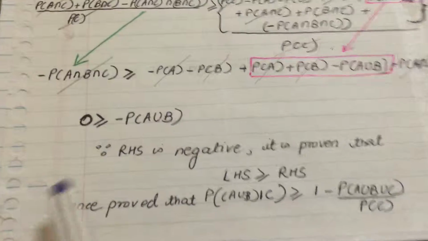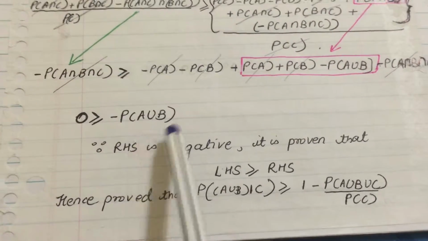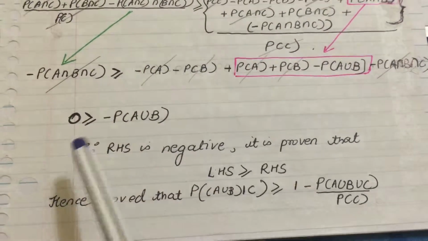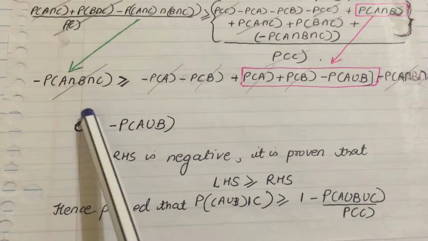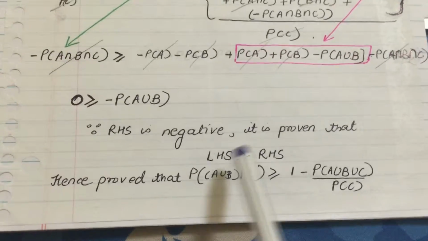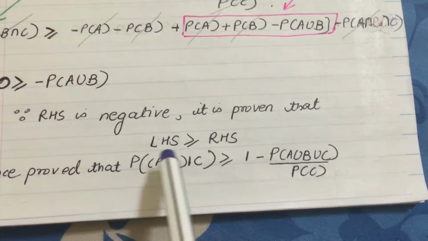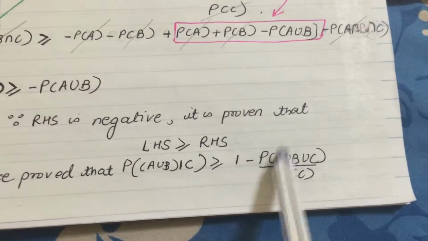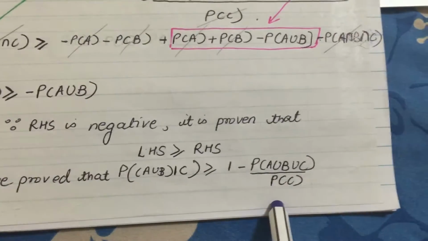Coming to our last step. So 0 greater than or equal to minus probability of A union B. Since our RHS is negative, it is proven that it is less than or equal to 0. Thus LHS is greater than or equal to RHS, and hence we have proved that probability of A union B given C is greater than or equal to 1 minus probability of A union B union C divided by probability of C. Thank you.